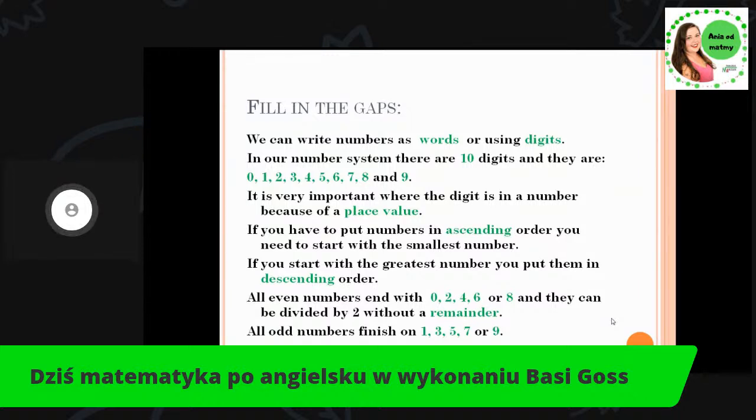All even numbers end with 0, 2, 4, 6, or 8, and they can be divided by 2 without a remainder. All odd numbers finish on 1, 3, 5, 7, or 9. Have you filled in the gaps correctly?